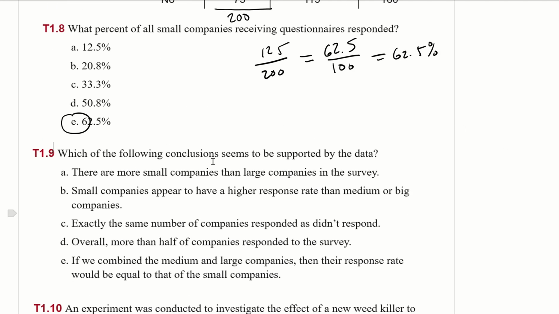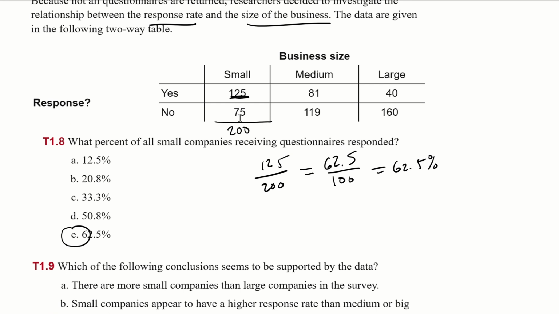All right, so let's look at number 9. Which of the following conclusions seems to be supported by the data? Okay, so what we're going to do is calculate the conditional distribution of response for each business size, or business type or whatever. So here we got the small business, 62.5% response rate. So that's for yes, this is for no. So if we calculate this, it's going to be 37.5%. Okay, this is for small business size. So I'm going to put small here.